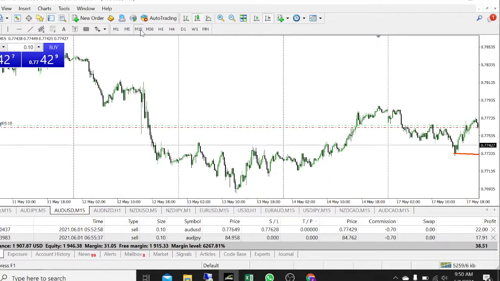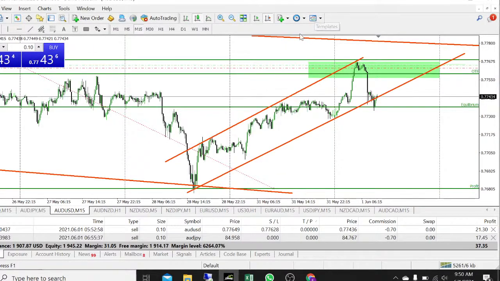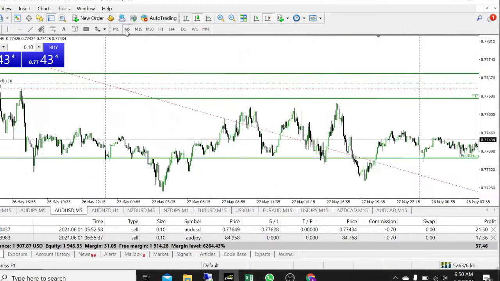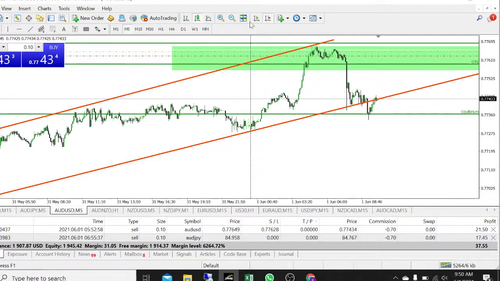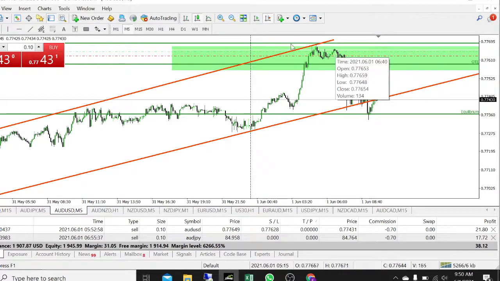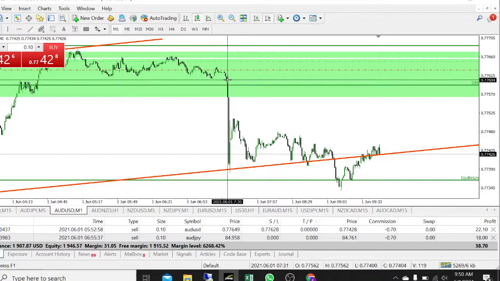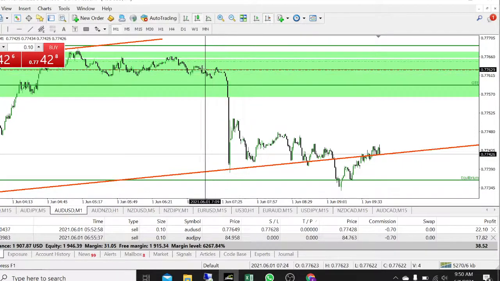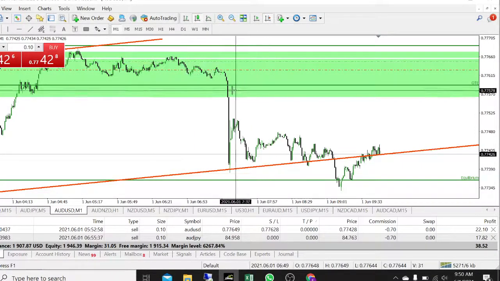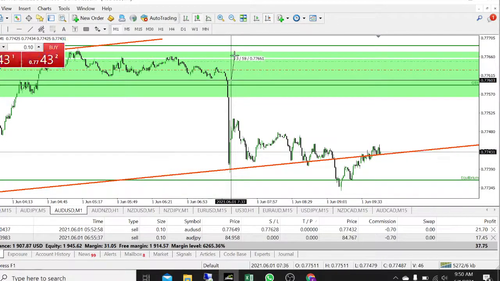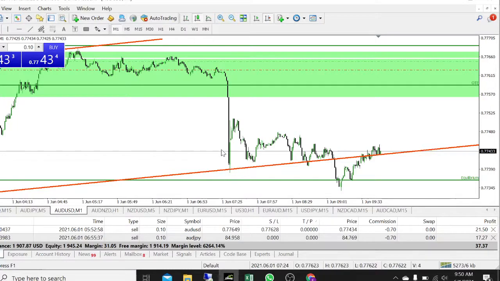I entered, as you can see, before the news release, knowing that the market will go down. So looking at the 5 minutes chart, you can see I entered at this region, and looking at the 1 minute chart, I entered around 1, 2, 3, 4, several minutes before the news. So I was already on 4 pips on profit.